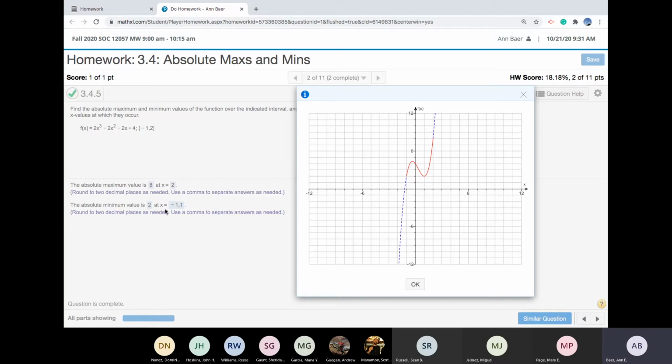Now, at what x value does that occur? Go straight down to the x-axis at -1, straight down to the x-axis, 1. So this absolute minimum value is 2, and it occurs at 2 different x values, -1 and 1. Any questions on this particular problem?